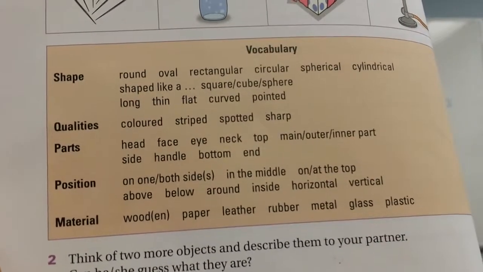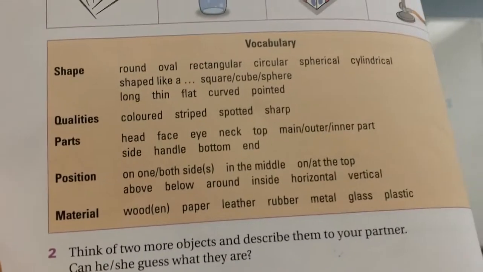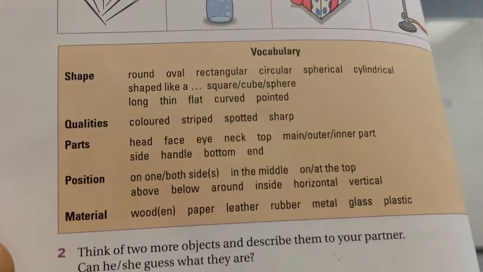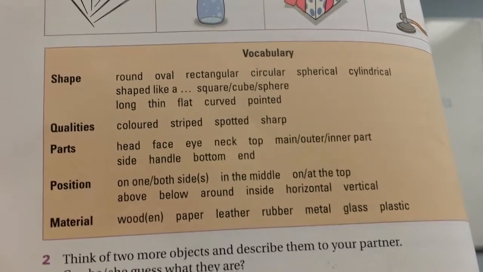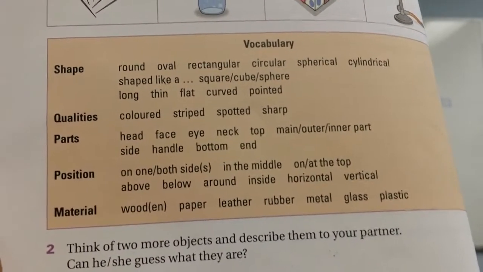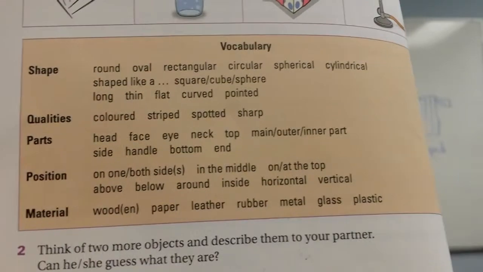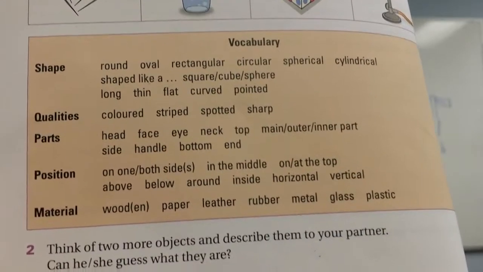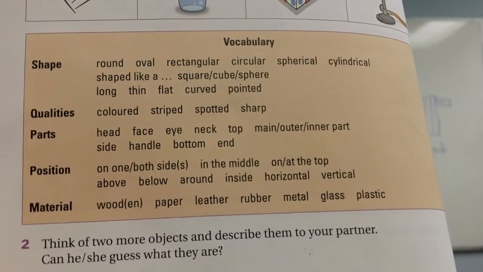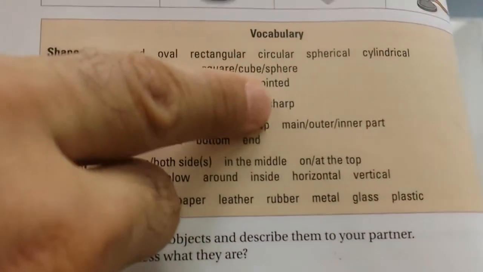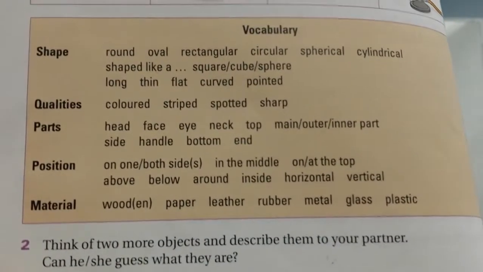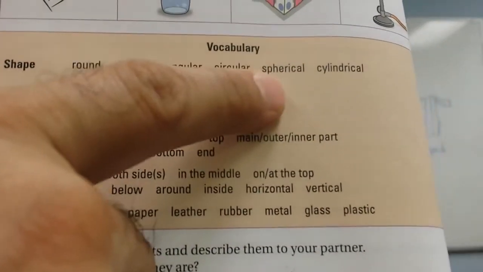Round. Everybody say round. Round. Oval. Oval. Rectangular. Rectangular. So rectangle, rectangular. Circle, circular. Circular. Circle, circular. How about spherical?